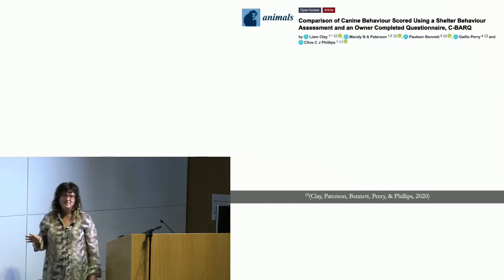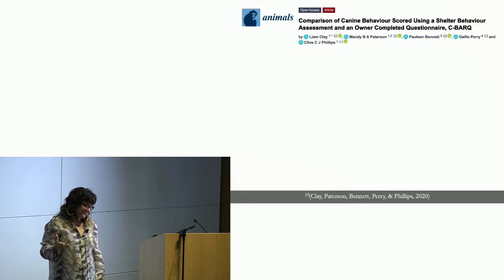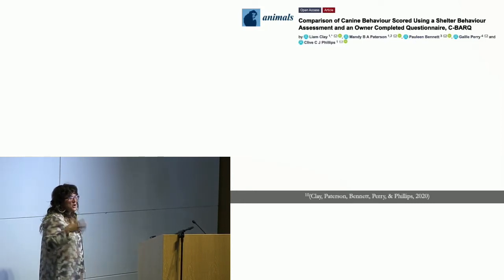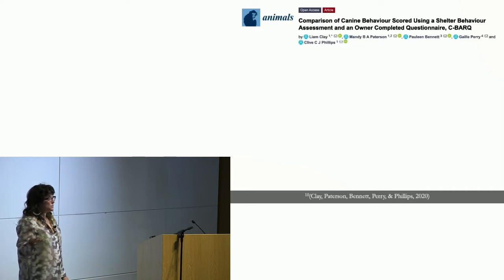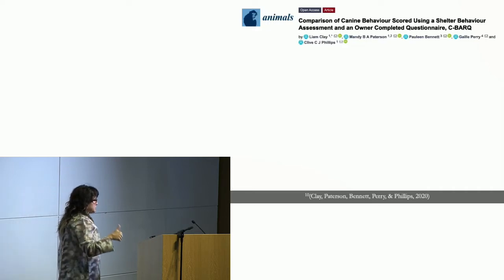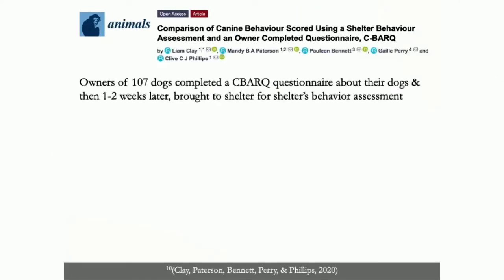I think it has some limitations, but one of the questions that we're often left with in sheltering is that we don't know the dogs before they come into the facility. We just don't. We have owner surrenders, that's great, but if they were transferred, if they arrived as a stray, we may not know a lot about them. So to address that issue, they worked with 107 dogs, and their owners completed a CBARC about their dogs, and then they came into the shelter 1 or 2 weeks later and had their dogs assessed in the shelter for a behavior assessment.